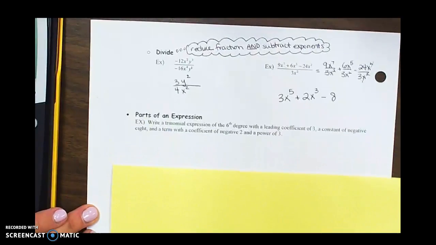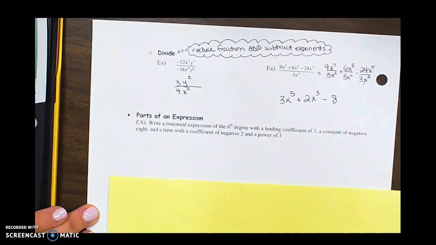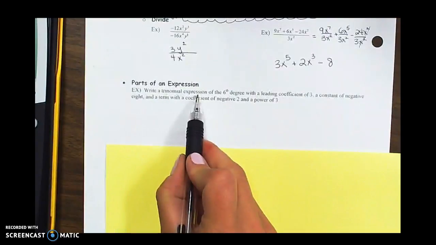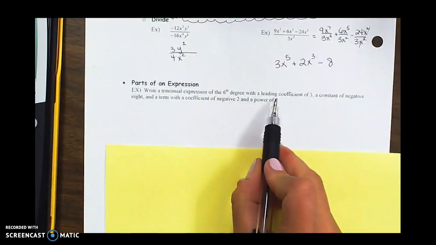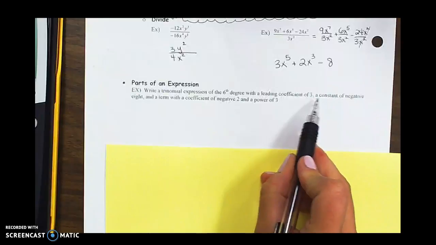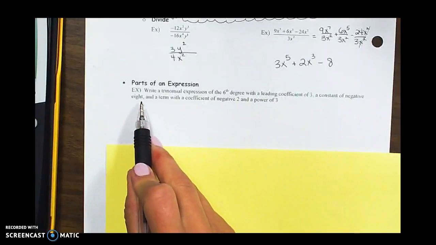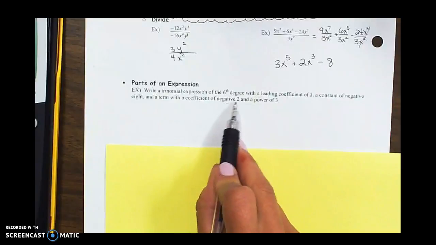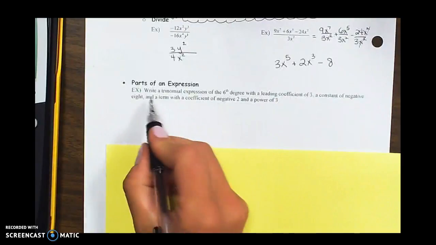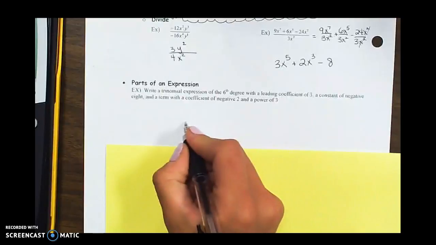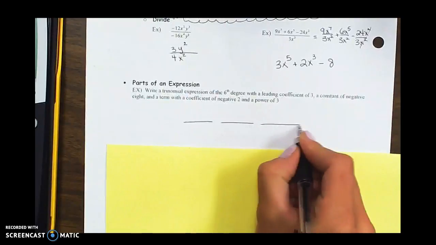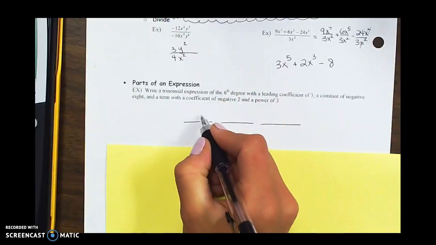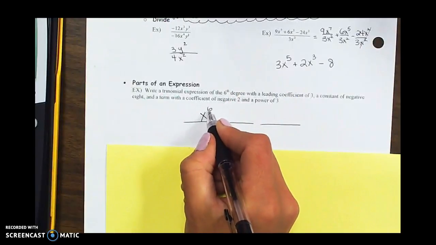Okay, so continuing on now, we have writing parts of an expression. So let's take a look here. Write a trinomial expression of the 6th degree with a leading coefficient of 3, a constant of negative 8, and a term with a coefficient of negative 2 and a power of 3. So here it says write a trinomial, so that means there's going to be 3 terms. The expression is of the 6th degree, so the highest power is going to be a 6.